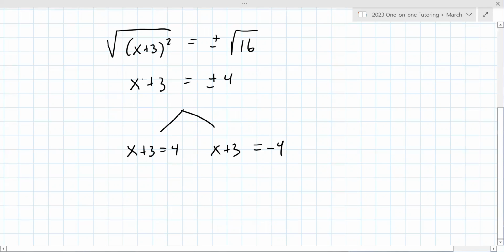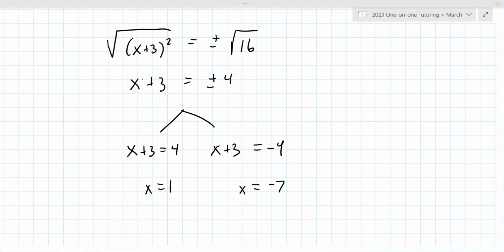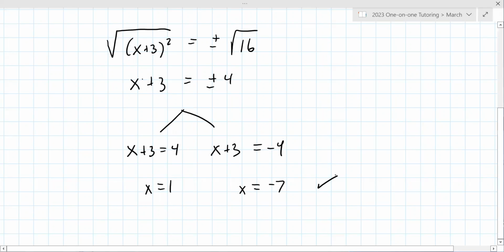So what are your two answers here? X equals -7 and, wait, x equals 1 and x equals -7. Yes, you got it.